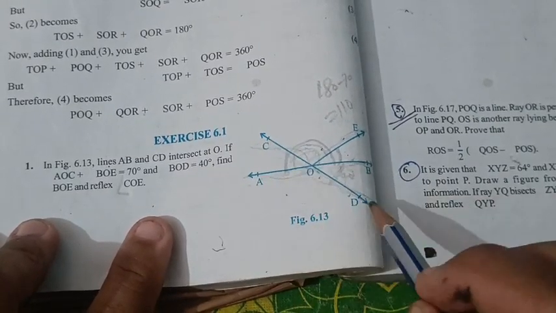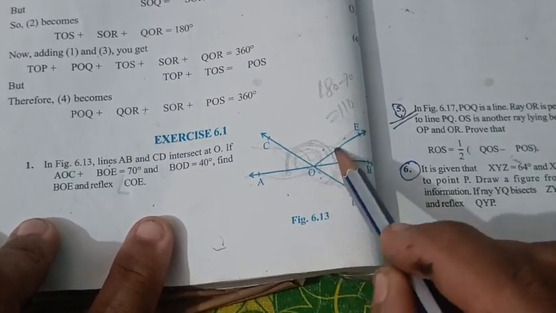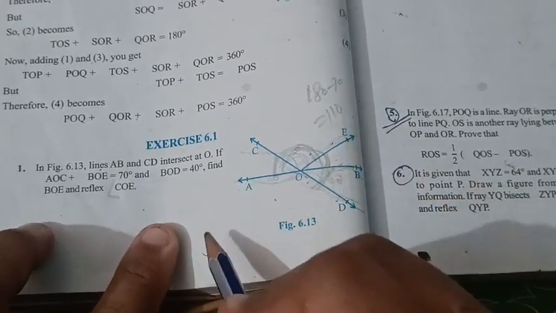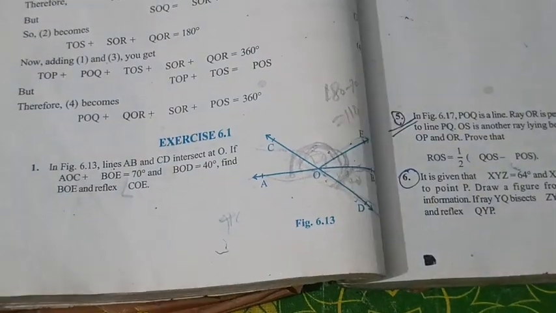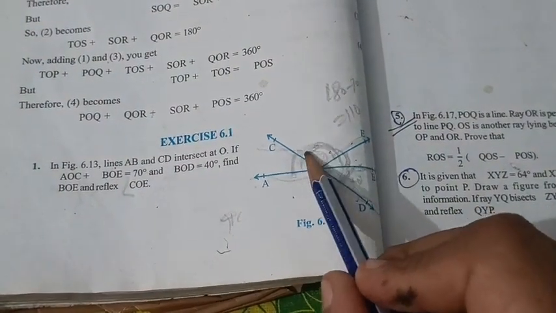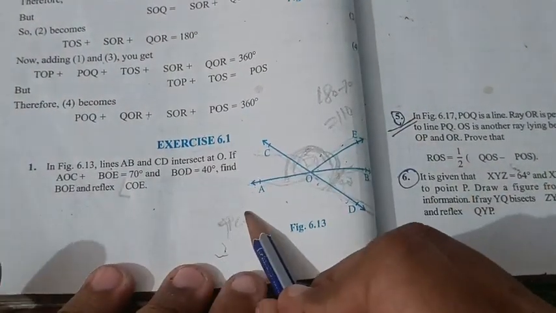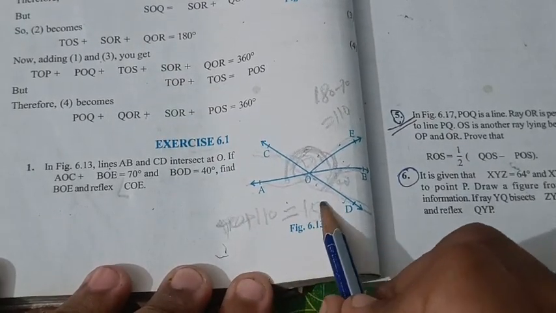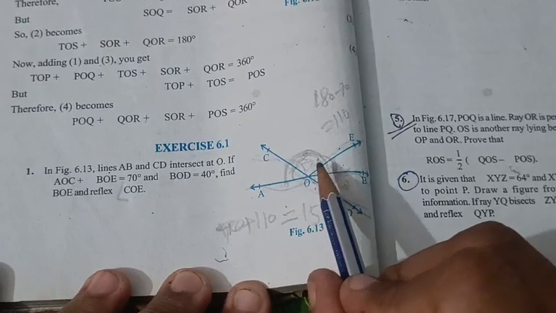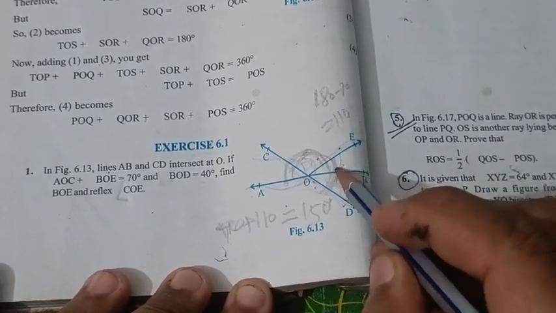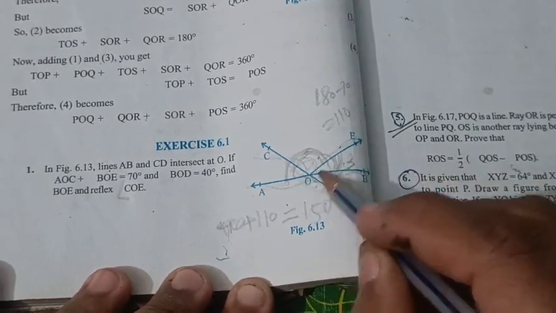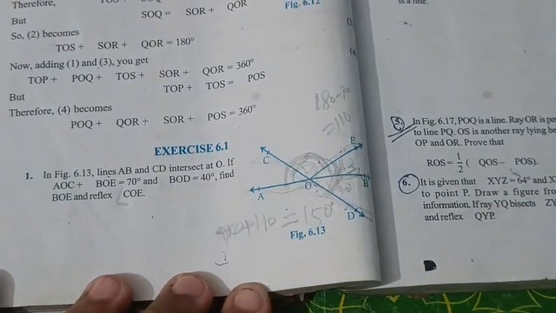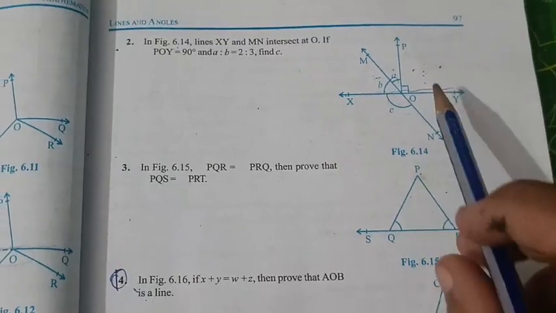So taking this line, which is 180 degrees, we know 40, and this angle is 110. So 40 plus 110 is equal to 150. Now 180 minus 150 becomes 30, so BOE becomes 30, and angle COE is equal to 110. It is also an easy question.